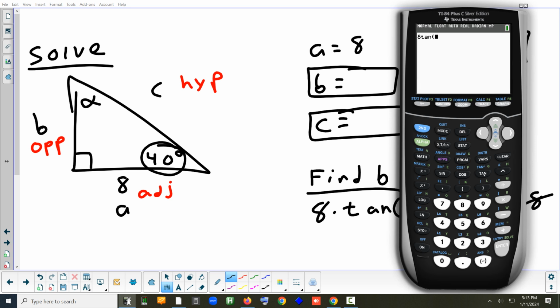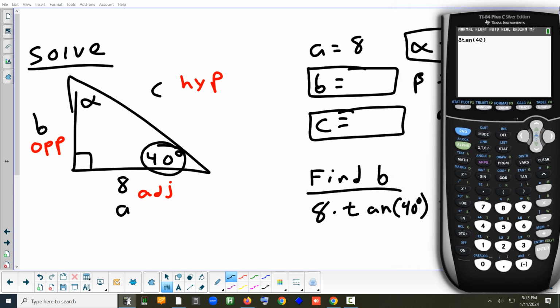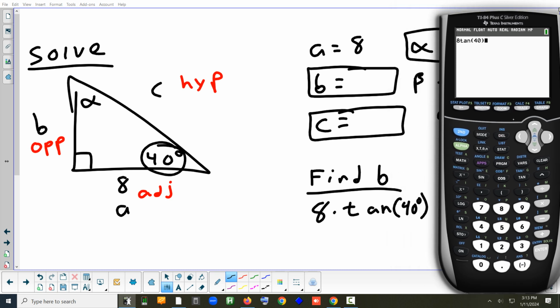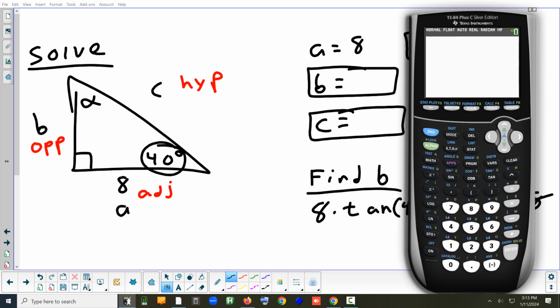All right, so we got 8 tangent 40. But before I hit enter, what do I want to make sure I do? I got to make sure I'm in degrees because it was 40 degrees. Always pay attention to your mode. So that's 6.713. That's B.